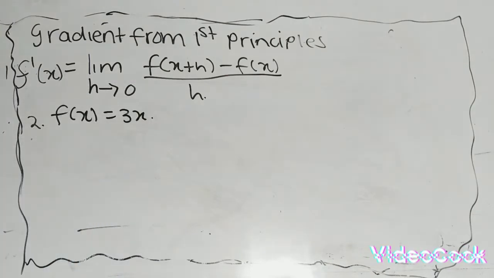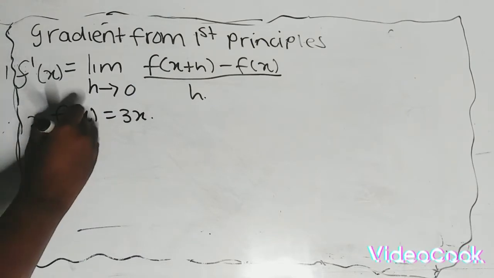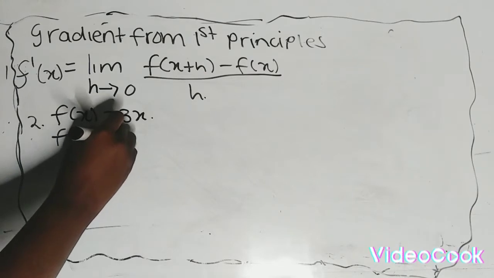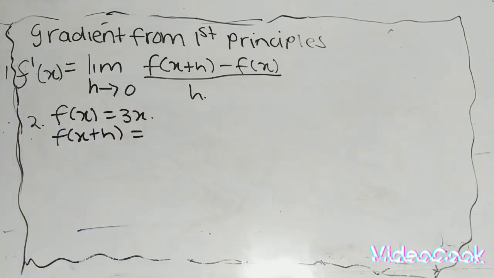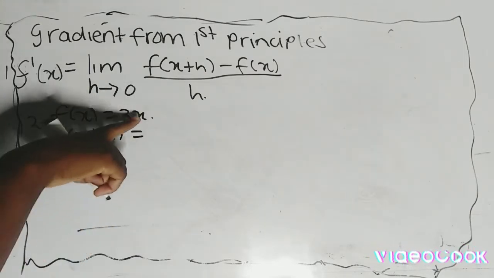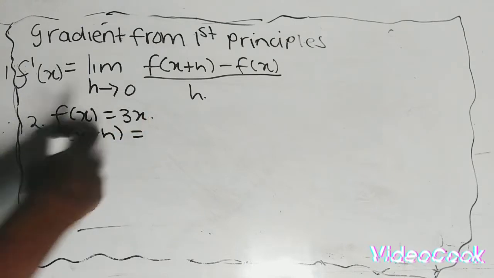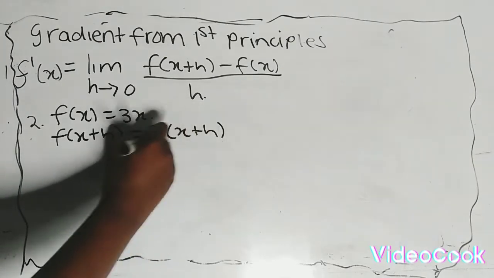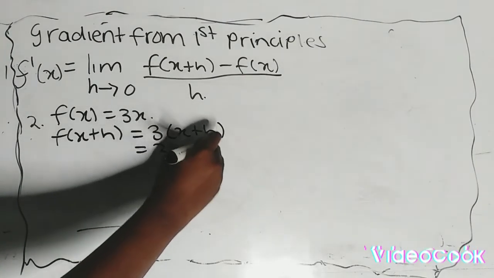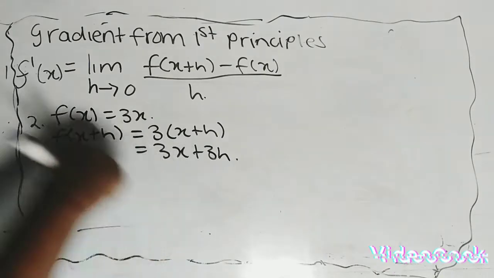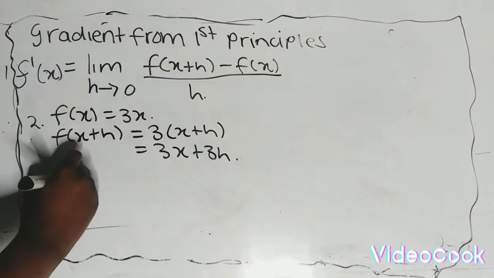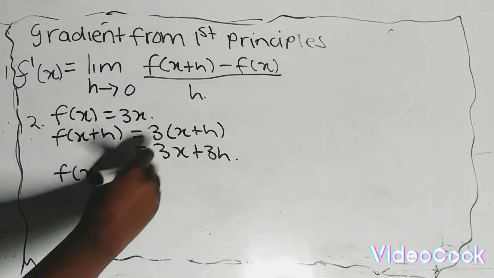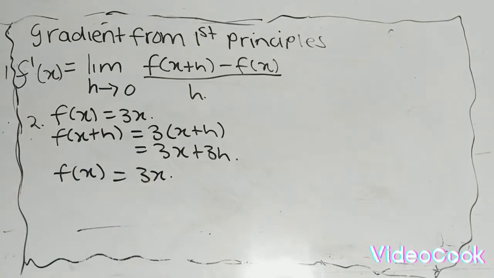So in other terms, when we try to inject this on our formula there, we are having f of x plus h. So f of x plus h is going to be what? It means in place of x, we are going to write x plus h. So this is going to be 3 open bracket x plus h. And when we expand it, it's going to give us 3x plus 3h. And then for f of x, it's just our 3x as it is now.